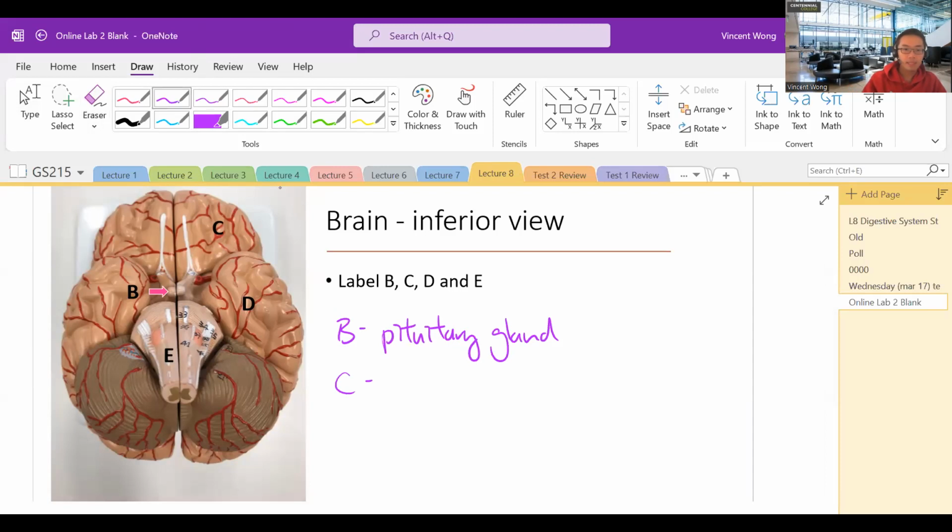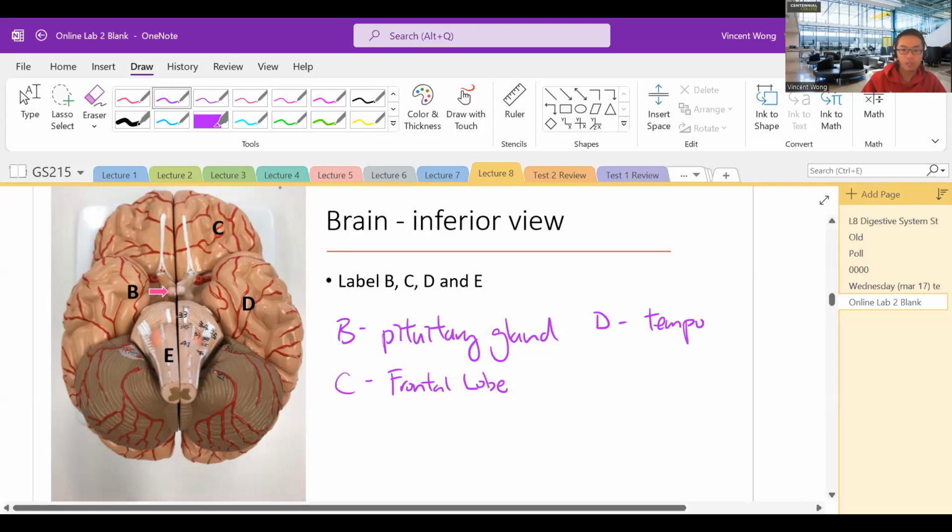C is part of your frontal lobe. You're just looking at it from the bottom. D is part of the temporal lobe. You cannot see the parietal lobe from this angle. It's all the way at the top, right? E, medulla oblongata.